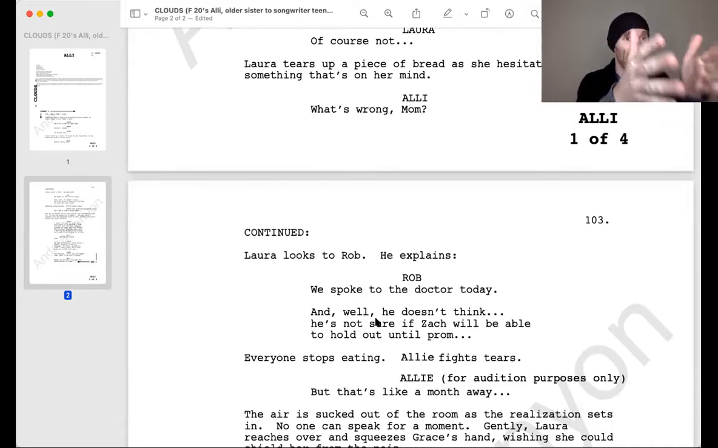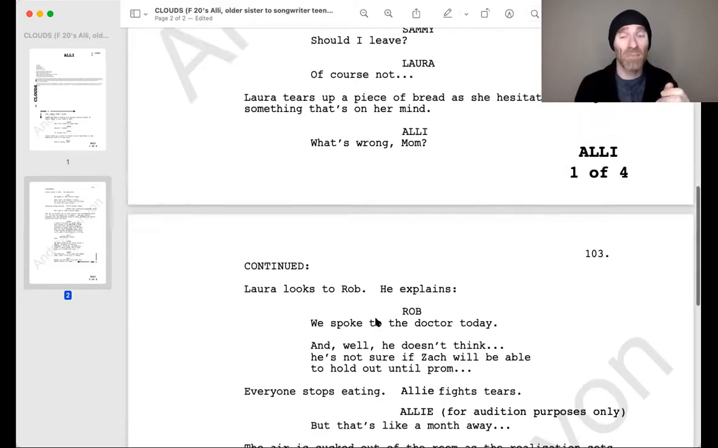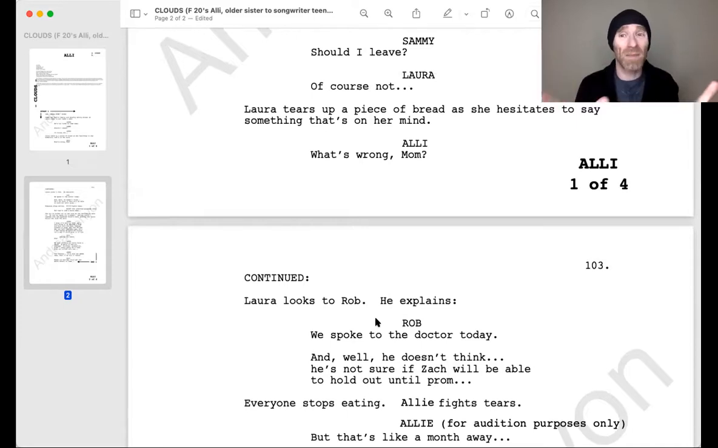You might want to put Sammy on the other side. If I had my actor, I would put them on one side of my screen. If I was prepping Alli, I would look at the actor for the mom, I would look at the actor for the dad, and then I would put Sammy on the other side of the camera because there's very little interaction with Sammy, and then I'm okay just looking at a spot for the beginning. Sammy says, "Should I leave?" And then you're back to looking at your mom.